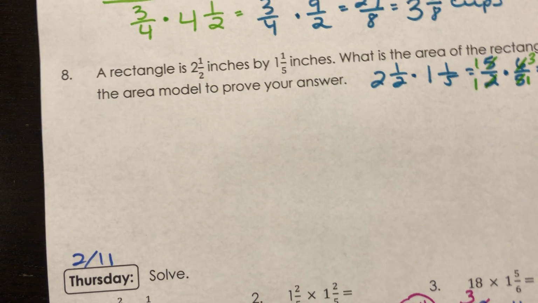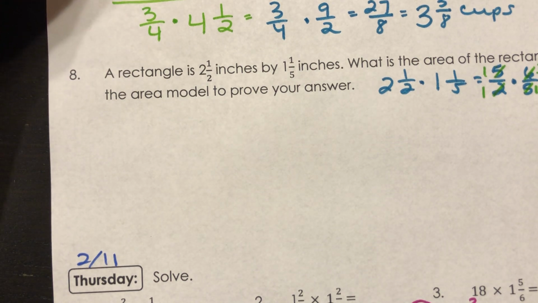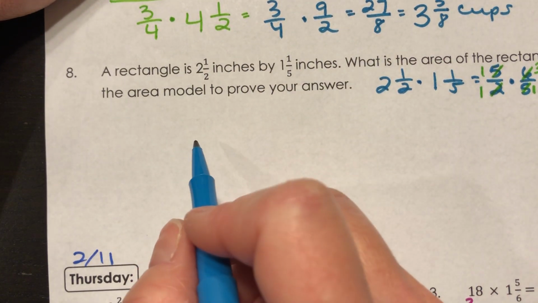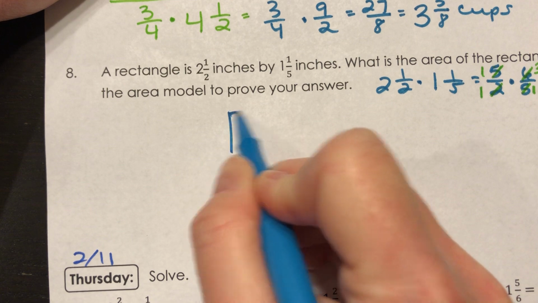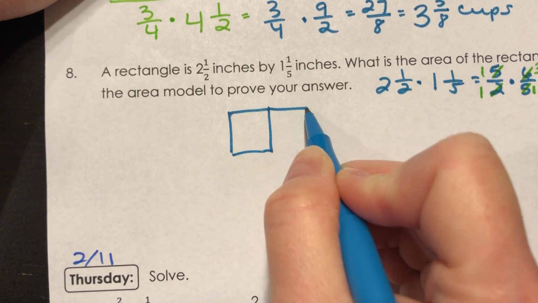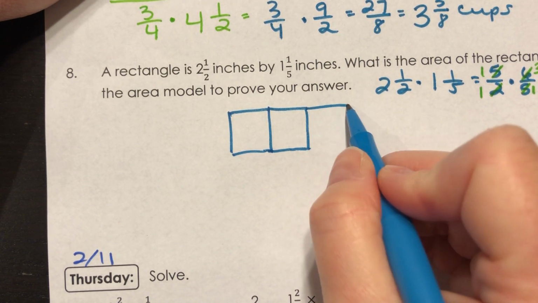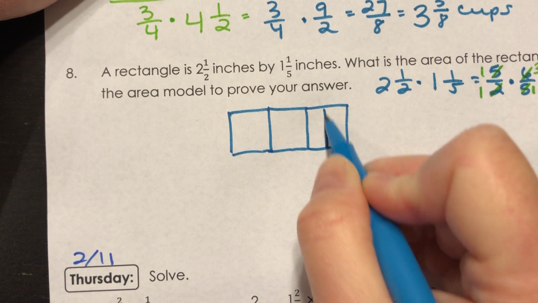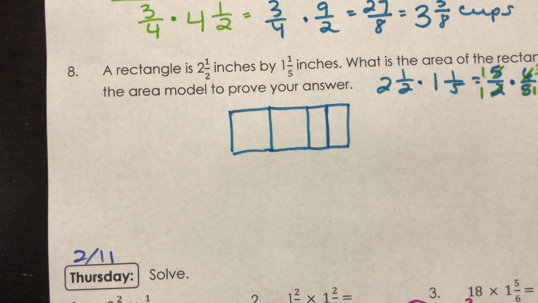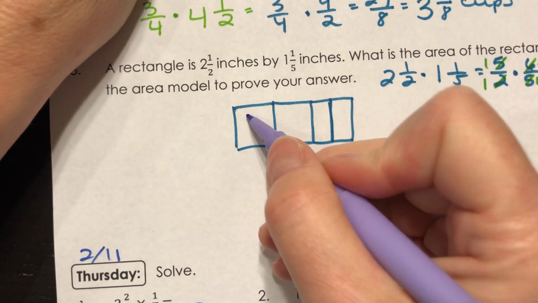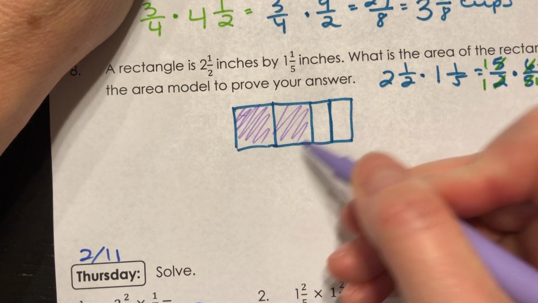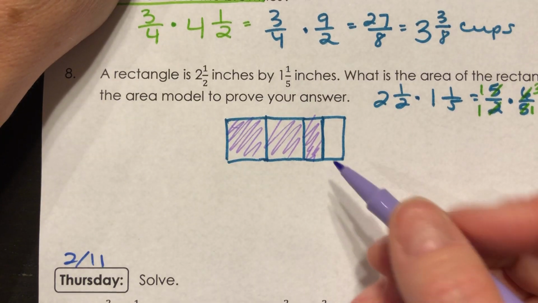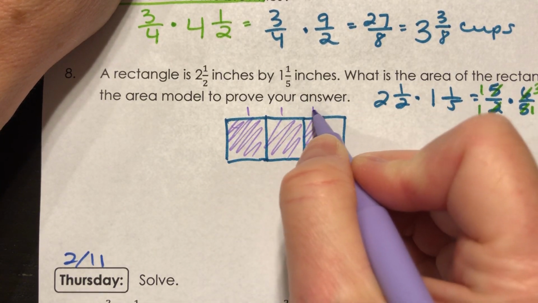Now to prove this, I know this is your favorite thing, isn't it? Mine too. So we have 2.5 inches. That means I'm gonna have 2 full squares and half of another one. Let me get a different color here. I think I will use a light purple color for this 2.5. So 1, 2 and a half, right? Here's my 1, 2 and a half.